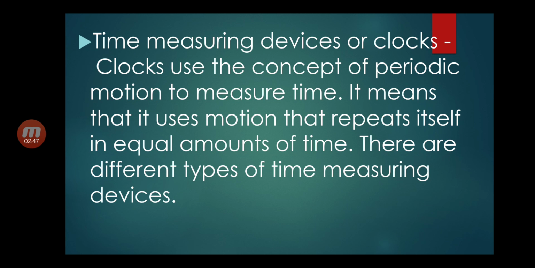Time measuring devices or clocks. Clocks use the concept of periodic motion to measure time. It means that it uses motion that repeats itself in equal amounts of time. There are different types of time measuring devices.